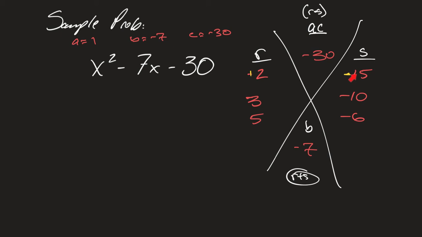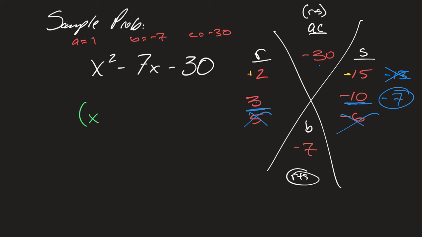So positive 2 times negative 15, that's negative 30. But if I add them together, my answer is going to be negative 13. Well, that's not what we want. 3 times negative 10, that's negative 30. And when I add them together, I get negative 7. Bingo. These are our two factors. I'm not going to even look at 5 and negative 6 because I know I don't need to.